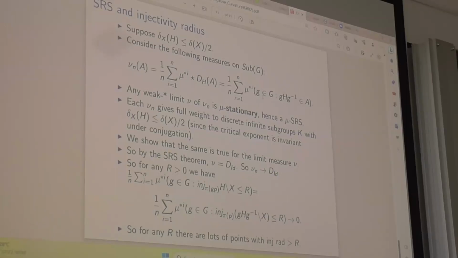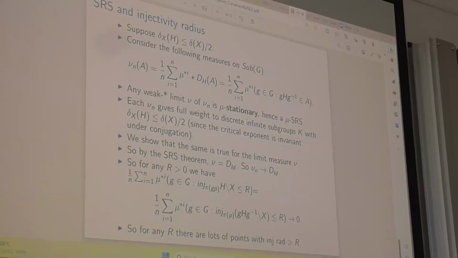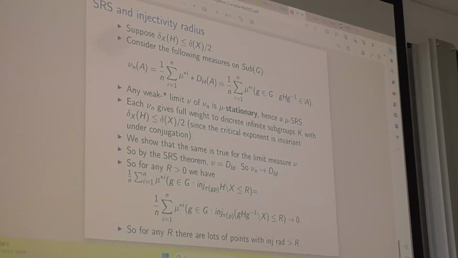So the i-th term is: you look at everything after i steps of the random walk, you conjugate by it, and look at the probability that it's in your fixed set. And for technical reasons, you don't just want to look at the convolutions, you want to look at Cesàro averages rather than the convolutions. So take n convolutions and then divide by n.